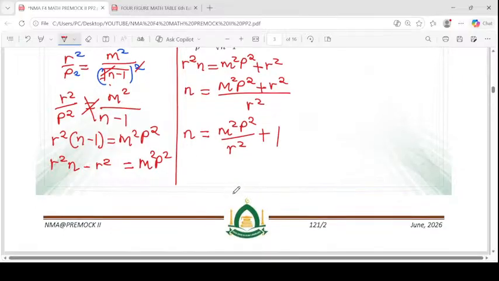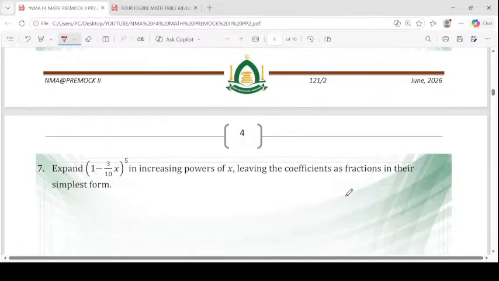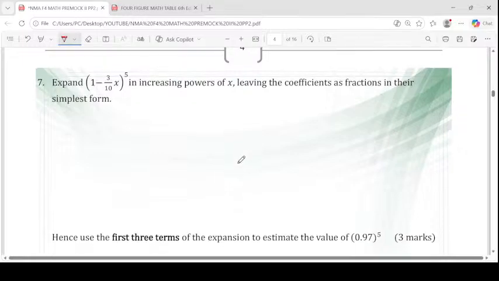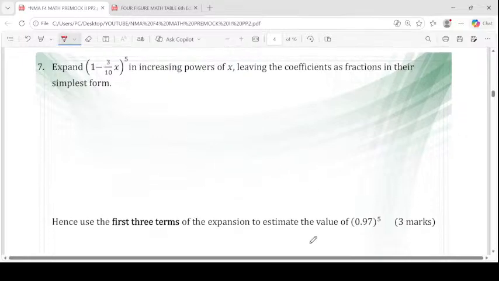We are being told in question number 6, is it 6 really? No, question number 7 now. We are headed to question number 7. Expand 1 plus 3 over 10x to the power of 5 in increasing powers of x, leaving the coefficients as fractions in their simplest form.